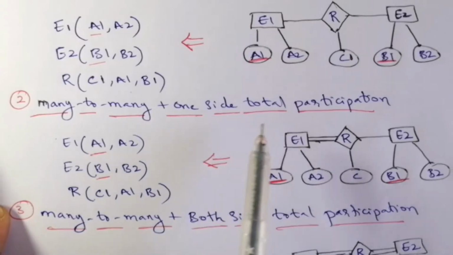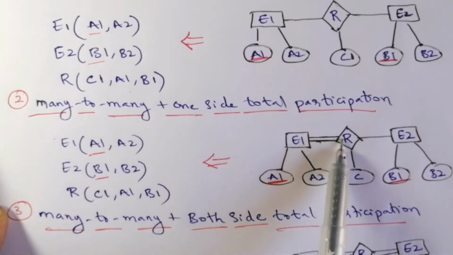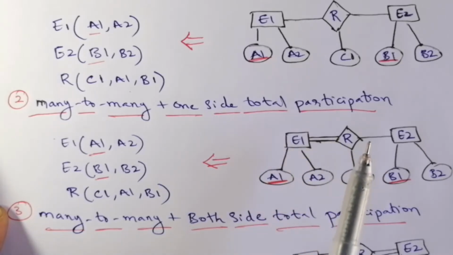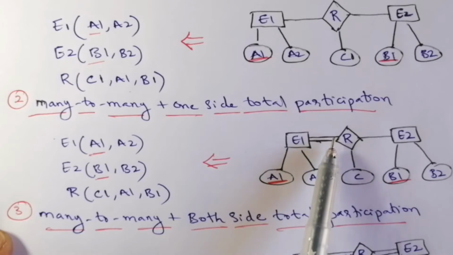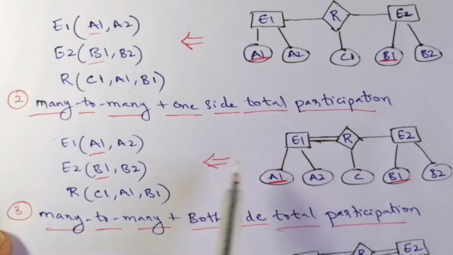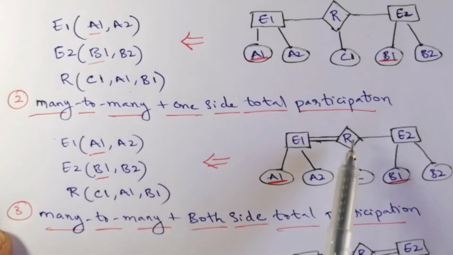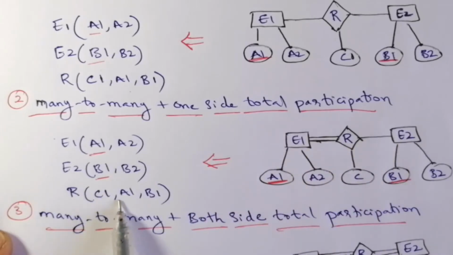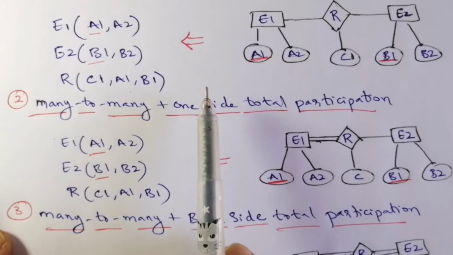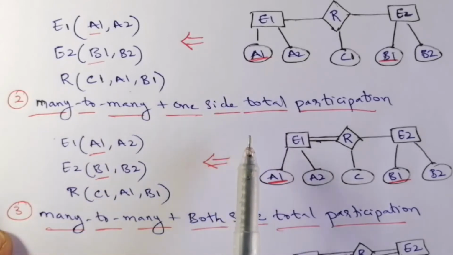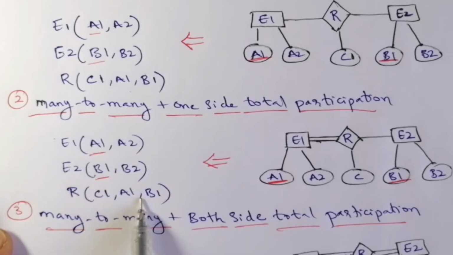The next case is one-sided total participation. One side has total participation. It can be this side or this side, not a problem, but you have to remember this. If we have total participation on one side, it is again divided into three relations. The relationship also takes the primary keys of its associated entities. It is the same case; there is no difference between partial participation on both sides and one-sided total participation. Both are the same, and the result is the same. You have to remember this, right?